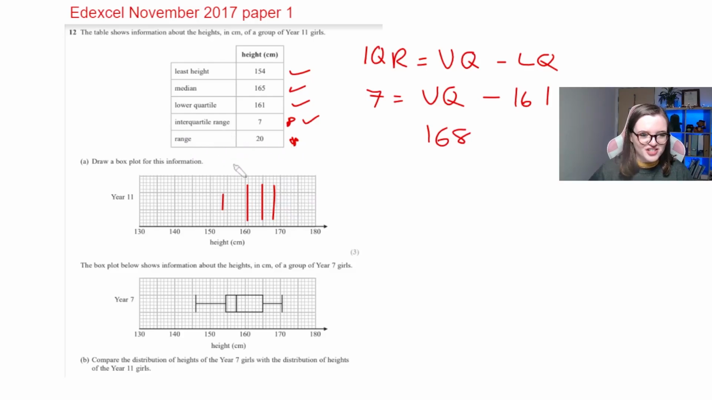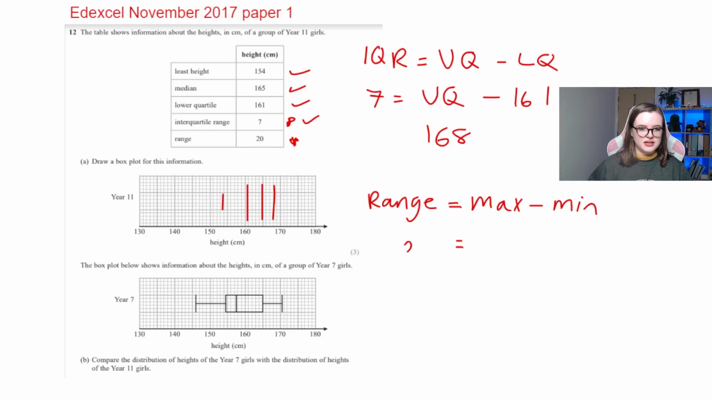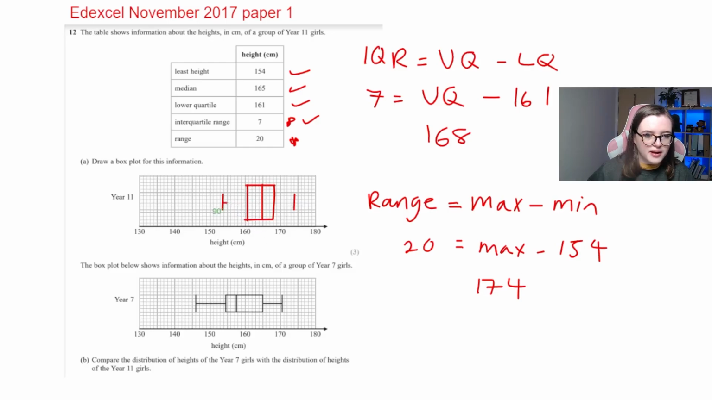And then range is 20. So range is max take min, which is going to be 20. Maximum is what we don't know, take away the minimum, which is 154. That's going to be 50, 60, 70. So 174 minus 154 is going to be 20, because that's the difference of 20 between these numbers. So 174, that is going to be there. Make it the small line, that one there. And then connect all these up. And there we have it. That is your box plot. There we are. Moving on then.